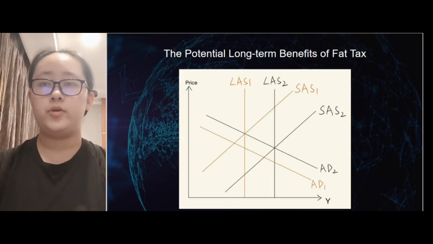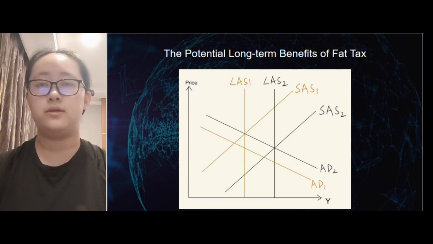But it's important that taxes which improve people's health also have potential long-term benefits for the economy, such as fat tax, which will tax unhealthy food. It could help improve people's health and reduce medical costs. It will improve labor productivity, which will increase the aggregate supply in the long run. The AS curve will shift to the right, which could improve economic growth.